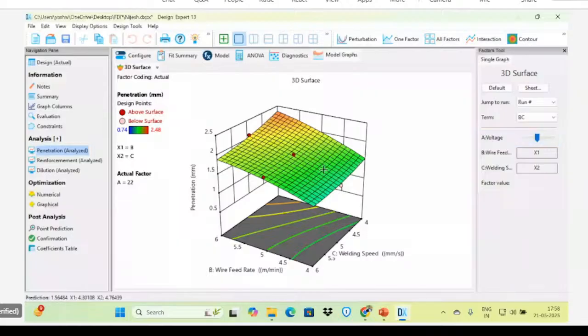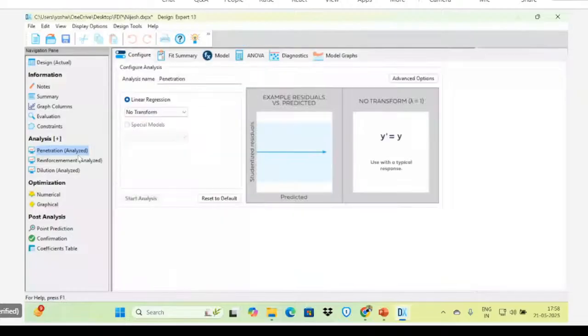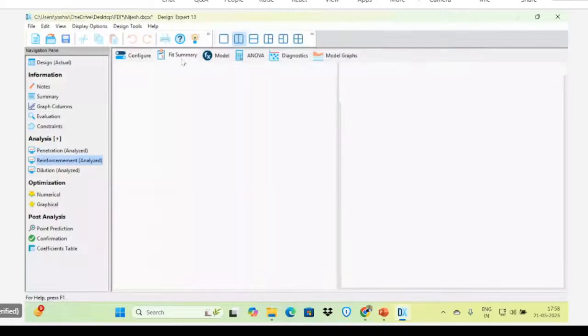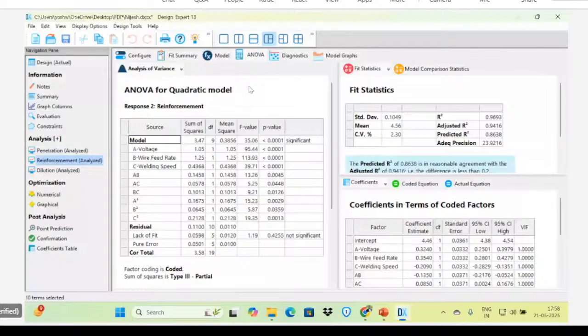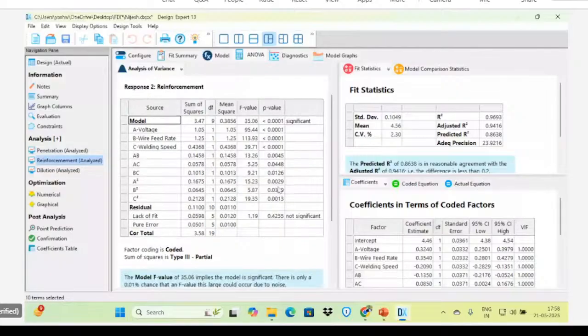Then we can go for the second analysis, that is reinforcement. Again, the fit summary should be the quadratic model ANOVA. You can see in the ANOVA table the p value is very much less than 0.05, and the lack of fit is not significant, as it is more than 0.05. For reinforcement, the second output, the F value is maximum for wire feed rate. So you can say that wire feed rate is the dominant factor for reinforcement.